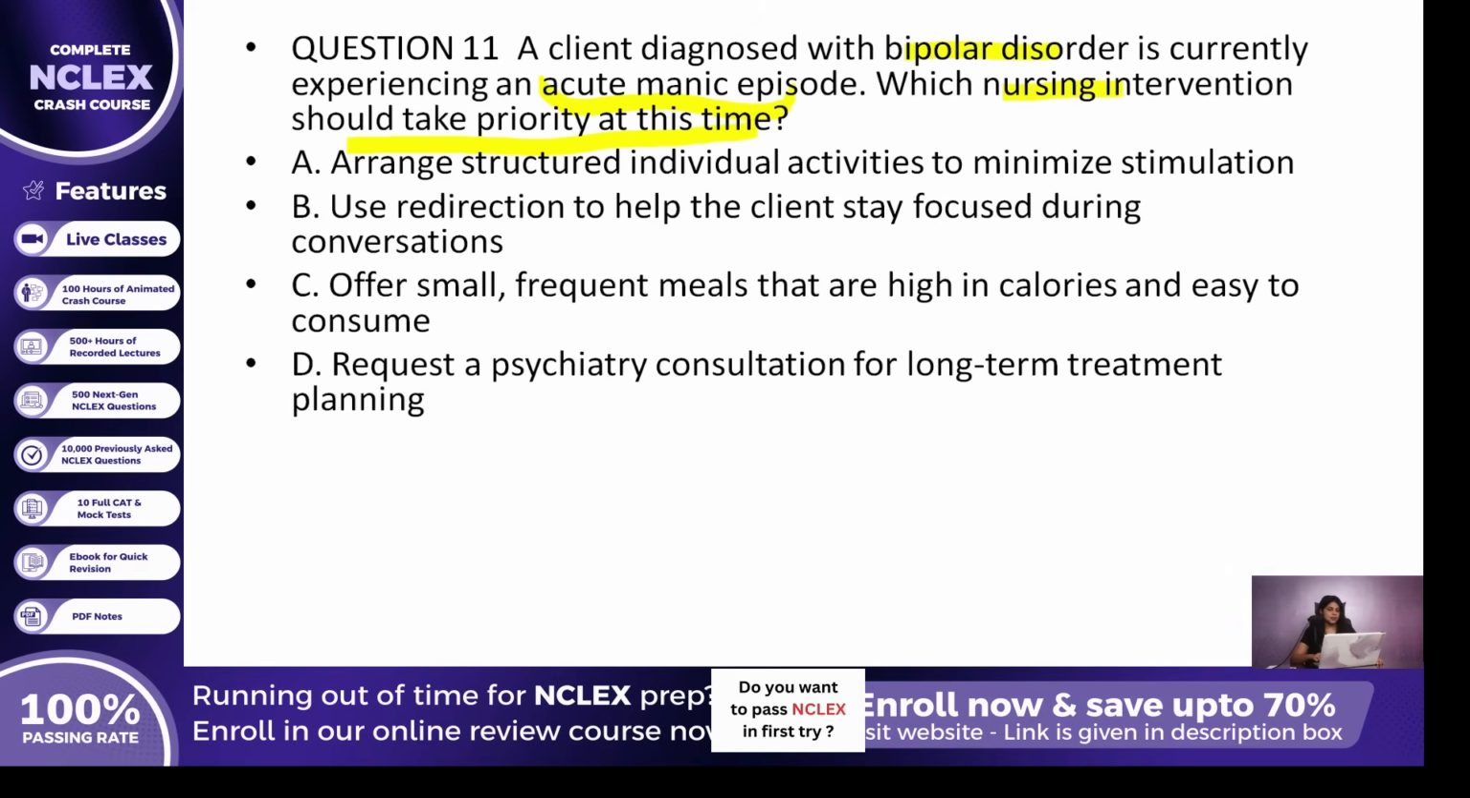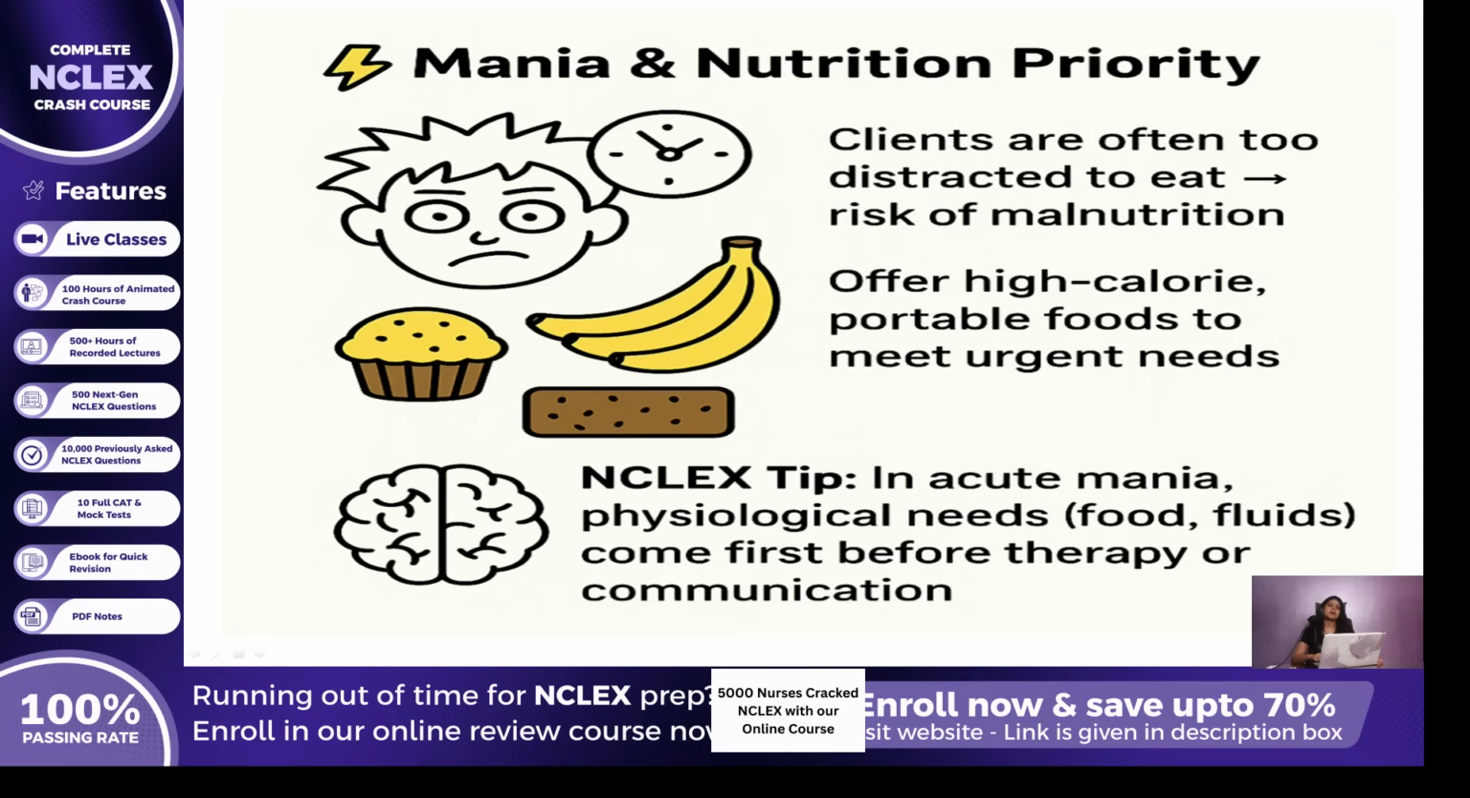The correct answer is option C. Offer small, frequent meals that are high in calories and easy to consume. During mania, clients are often too distracted to eat, putting them at risk for nutritional deficits. Providing high-calorie, portable foods addresses their immediate physiological need, which takes top priority in the acute phase. NCLEX tip: In mania, basic needs like food and fluids must be addressed first. They come before communication or long-term interventions.